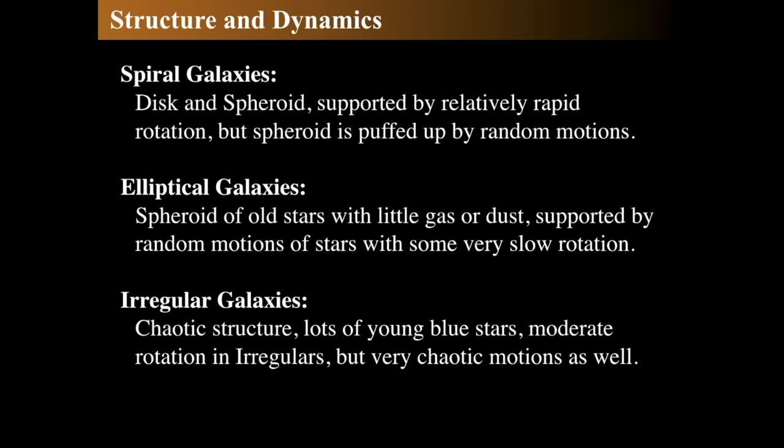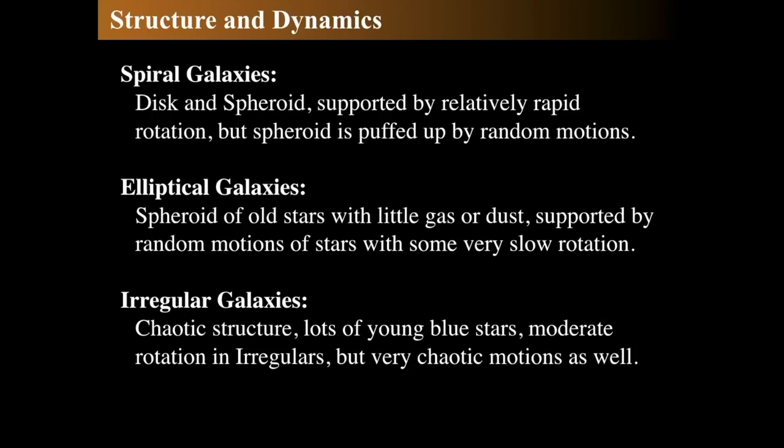So the structure and nature of galaxies are that spirals have a disk, they have a spheroidal component, they have rapid rotation, and the spheroid is puffed up because of the random motions down inside the bulge. Elliptical galaxies, though, are only spheroid, they're only old stars, there's no gas or dust, and spirals do have lots of gas and dust, which we see with the rotation. And all of the rotation of ellipticals is mostly random.